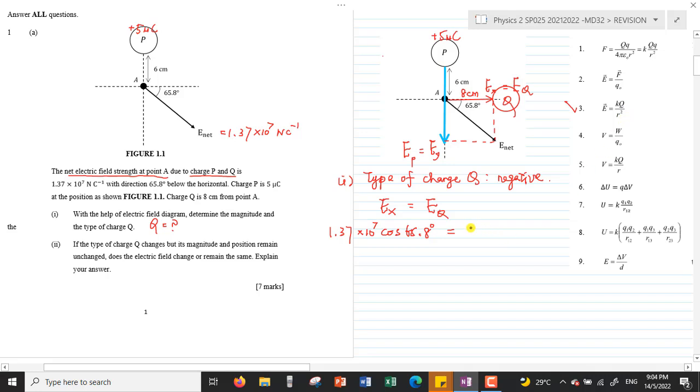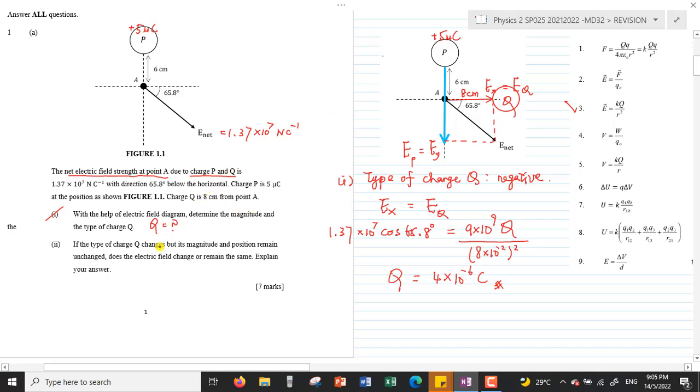The k is the proportionality constant. You can get it from the list of constants, 9 × 10^9. Then the magnitude of charge Q over the distance. The distance of charge Q from point A is 8 centimeter, change it to meter, times 10 to the negative 2, then squared. When we do our calculation, we will get the magnitude of charge Q is around 4 × 10^-6 coulomb.